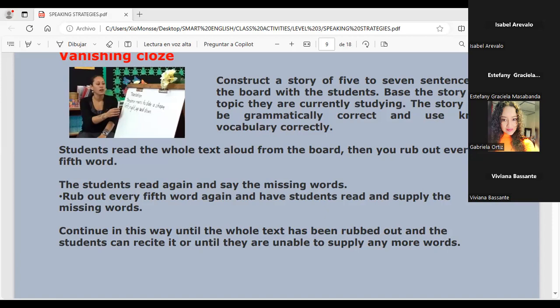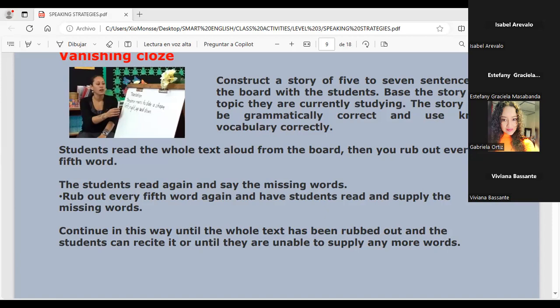This is similar, right, Brian? It's similar to another one, right? You have to write the paragraph and delete some words so that your students can repeat the paragraph with the words that you have eliminated, right? Continue this way until the whole text has been rubbed out and the students can recite it, or until they are unable to supply more words.